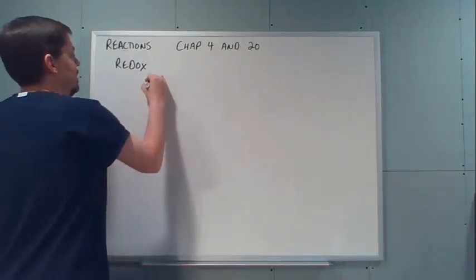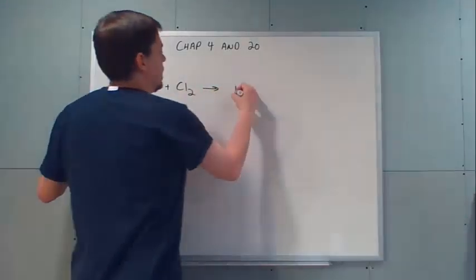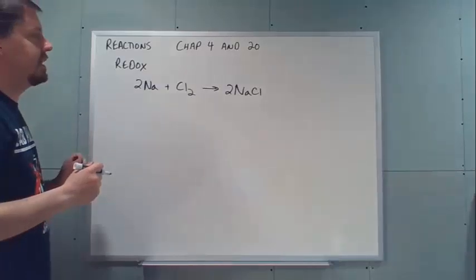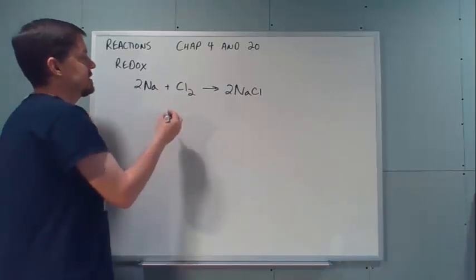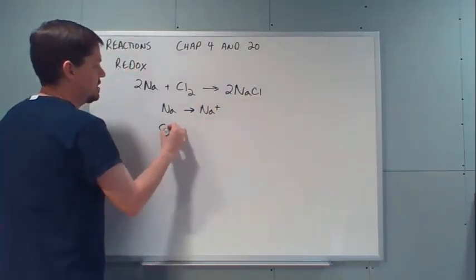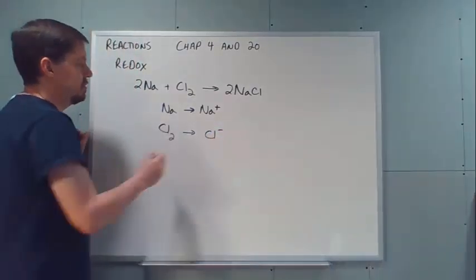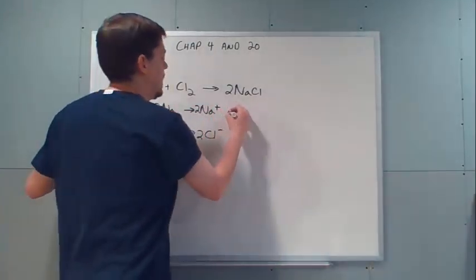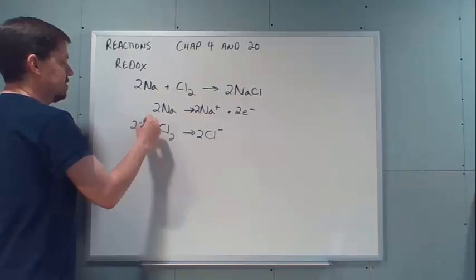We know that if we have sodium metal plus chlorine as a pure nonmetal, we're going to get sodium chloride. If we do our net ionic equation for this, there really isn't one, but if we do our half reactions, we have our sodium going to sodium ions, and our chlorine going to chloride ions. We have to do this twice. The sodium has to lose 1 electron for each sodium, and the chlorine has to gain 2 electrons to get there.